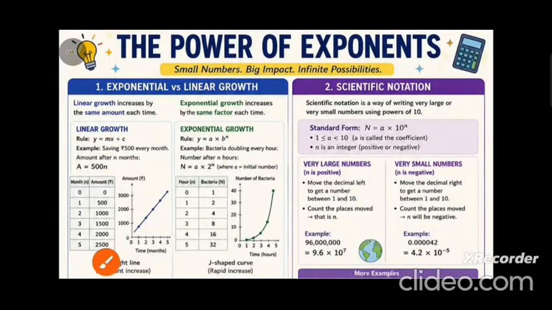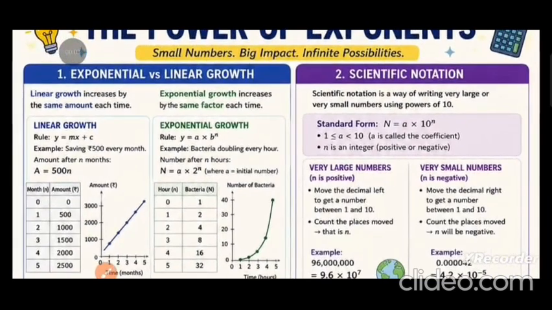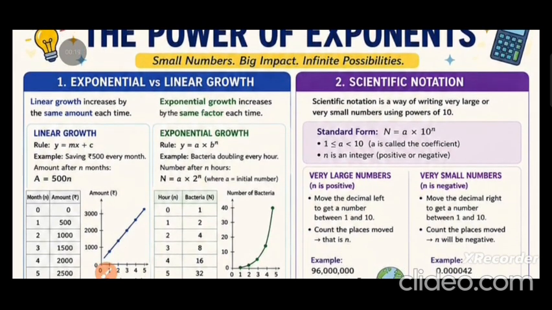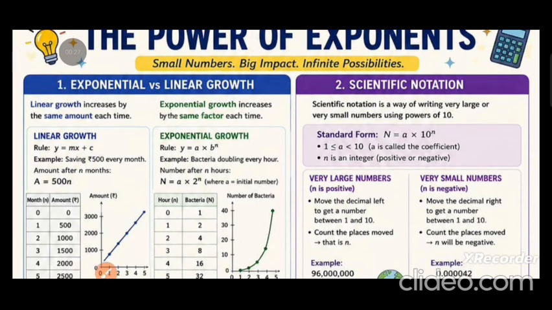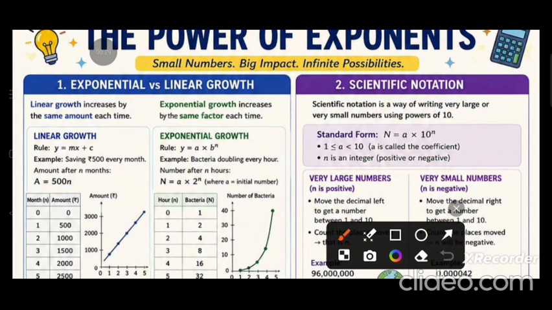Now we have exponential versus linear growth. Linear growth increases by the same amount each time. And linear growth rule is mx plus c, means this c amount is added every interval of time. In exponential growth, it increases by the same factor each time. Same factor means it gets multiplied each time. So here exponential growth is represented by a multiply b raised to the power n.